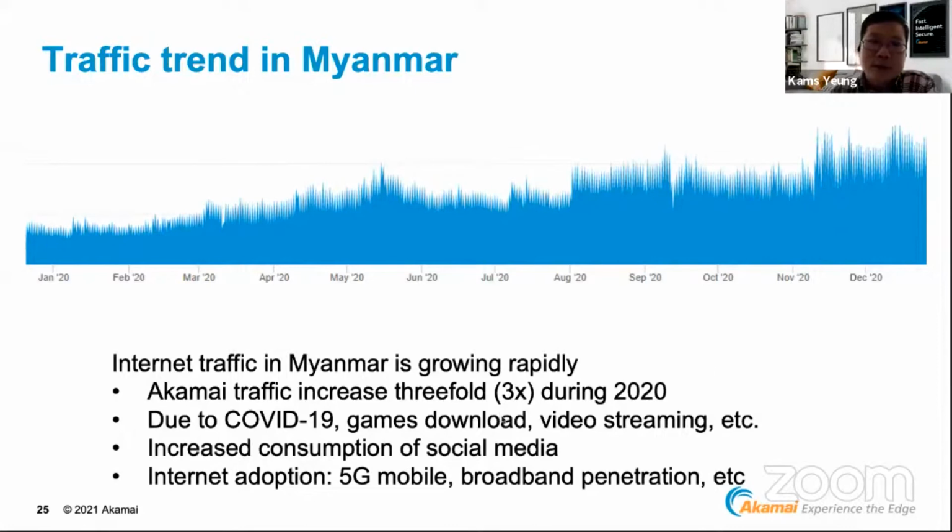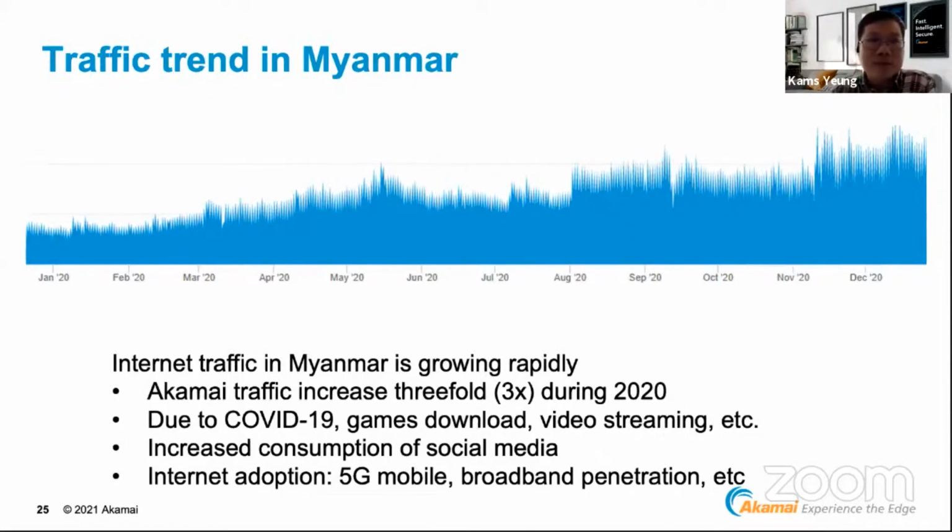We observe this kind of trend everywhere, not only in Myanmar, but Myanmar is actually going beyond that, because I think it also contributes to a lot more social media, because Myanmar is a young nation. Also internet adoption is growing, like 5G network and broadband penetration. So in terms of growth rate, Myanmar is definitely one of the top in Asia, because you can go 3 times in a year.